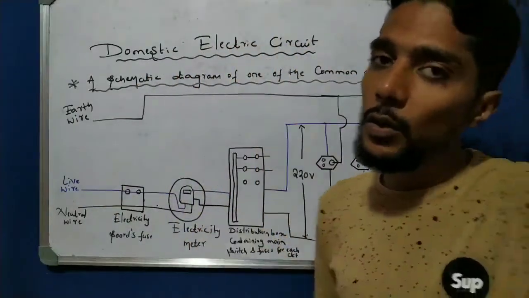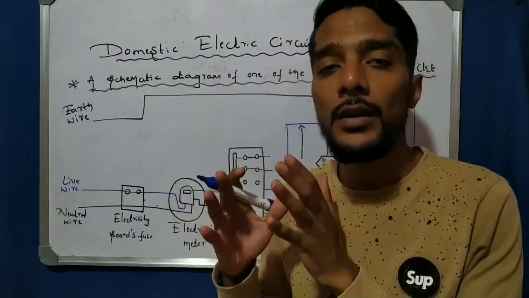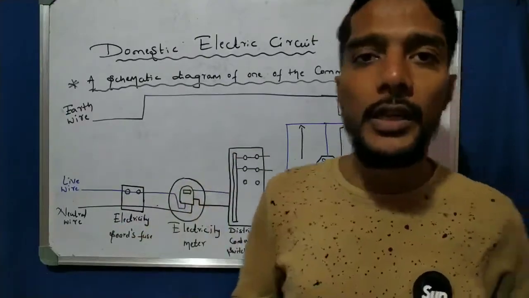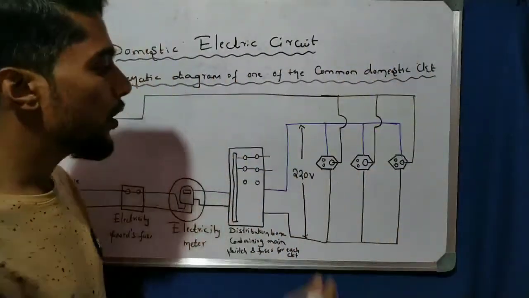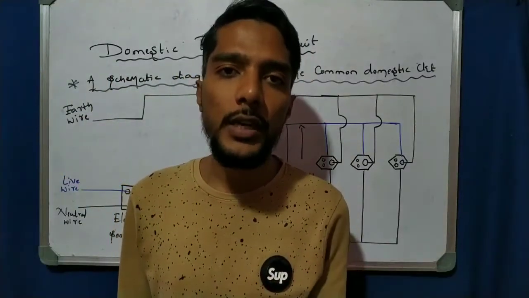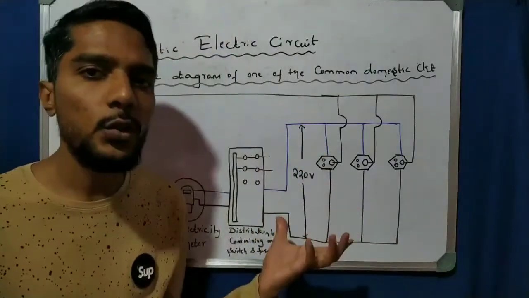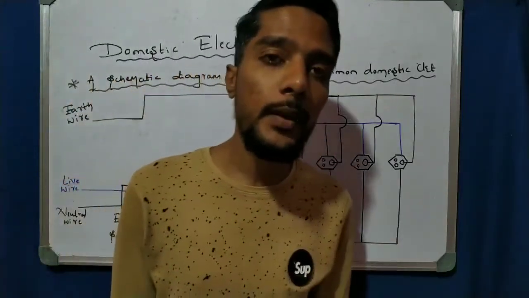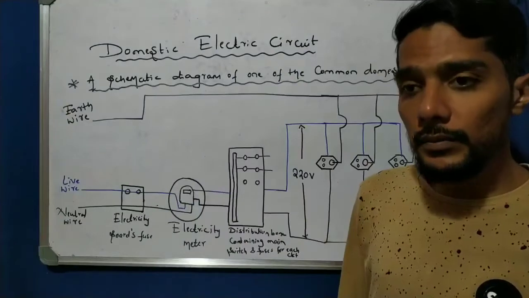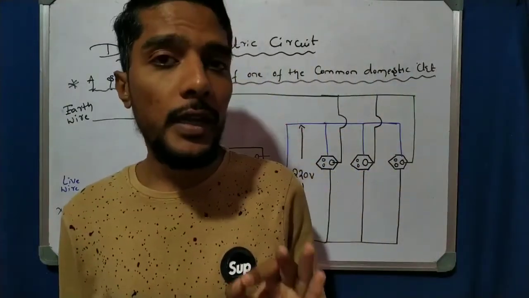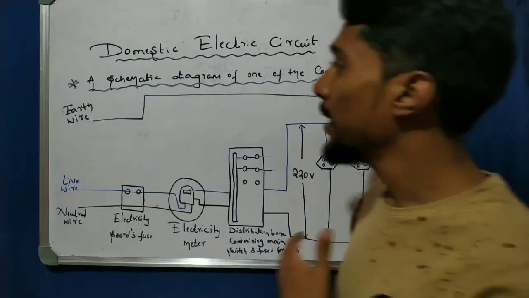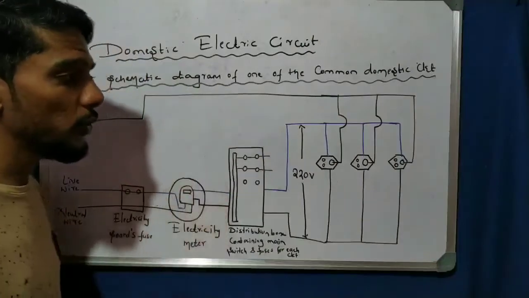But we only study the simple circuit, that is the domestic electric circuit, which we use for home appliances in schools, in homes, and in small hotels. This is the domestic electrical circuit, which operates at about 220 volt. In the NCERT it is 220 volt; in some books it is 230 volt. As per NCERT it is 220 volt, and the frequency is about 50 hertz. Now let us see the schematic diagram of a common domestic circuit.